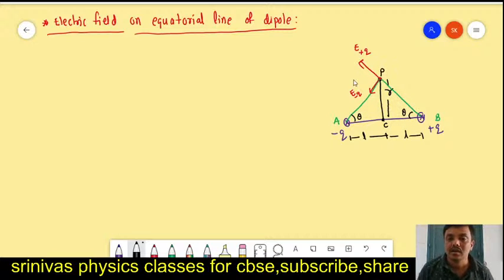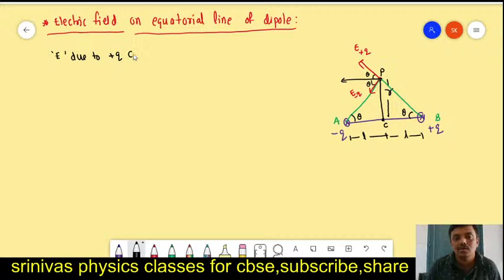Now we can resolve the electric field into components. According to mathematics, this is theta, so this is also theta, and this is theta, so this is also theta. Now we divide E plus q, the electric field due to the plus q charge, into components. Can you write the formula for E due to the plus q charge? E due to the plus q charge or the minus q charge, both are the same.